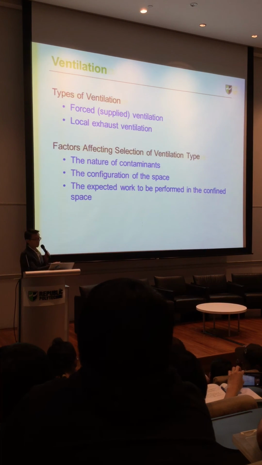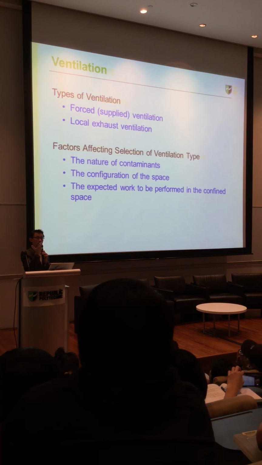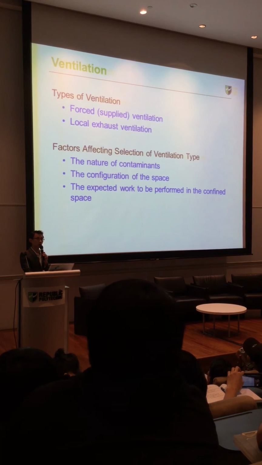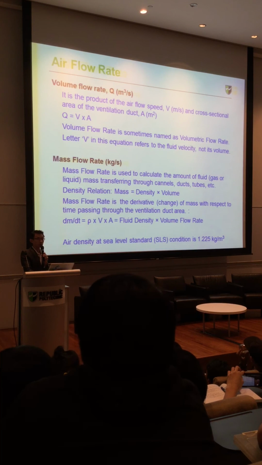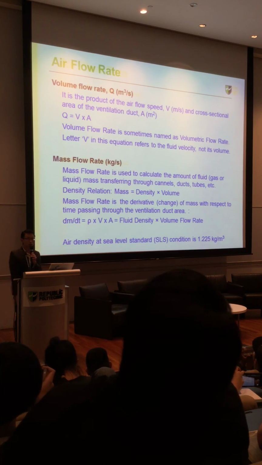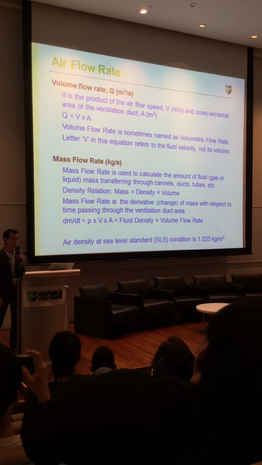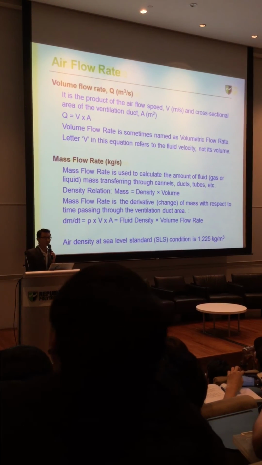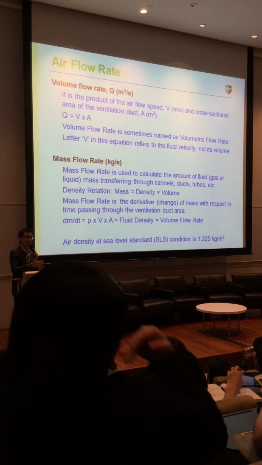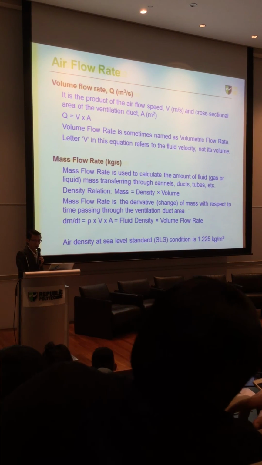So then we will know some factors that affect the selection of the ventilation type, the three blue bullet points below: what type of contaminants, how big or small your space is, and what kind of work is expected in that area. This is why you need your calculator. Wow, my favorite. It's a bit of thermal fluids. Yeah, there's a bit of a Miss Young element inside here.